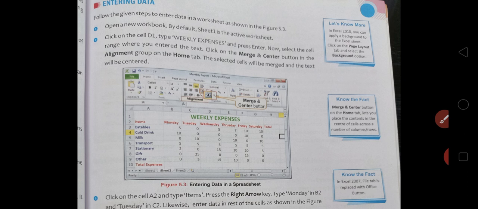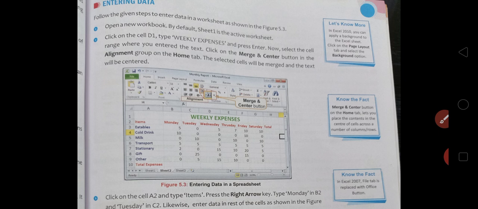Now select the cell range where you entered the text. Click on the Merge and Center button in the Alignment group of the Home tab. That means you have to first go to the Home tab, then the Alignment group, and then here you press the Merge and Center button. The selected cells will be merged and the text will be centered. So this is how you can write the headings of your worksheet.